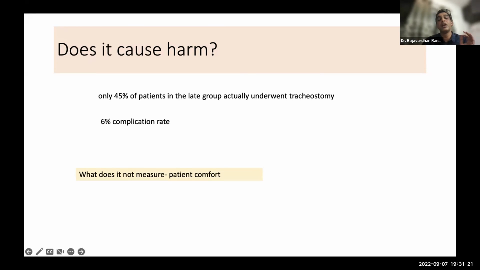But at the end of the day, these studies will measure complications and all, but one thing they will not measure is patient comfort. Okay, patients were much more comfortable on tracheostomy. We were able to get them off the ventilator. We were able to decrease sedation. Whether that will amount to anything is a question we have to address in further studies.